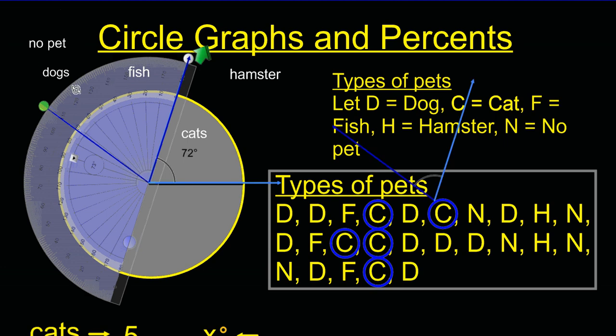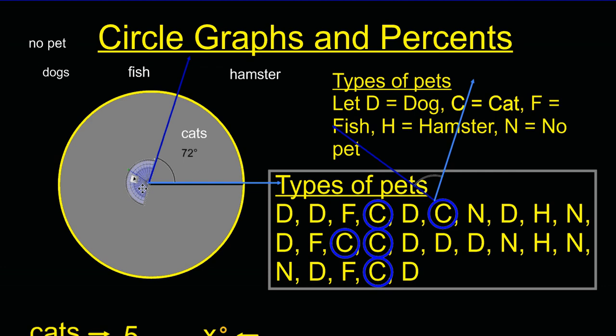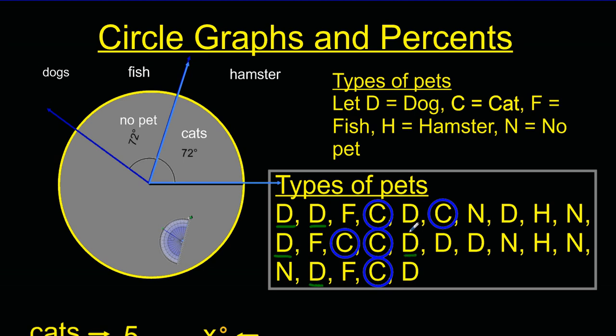And I'm going to pop that angle out. Minimize my protractor again, and we'll bring this angle right over here. And that's going to be the number of no pets. Now again, you might recognize some other bits of information while you're going about this process. One thing that I noticed here too is that for D dogs, I actually have 4, 5, 6, 7, 8, 9, 10 dogs. And 10 is twice as much as the number of cats.